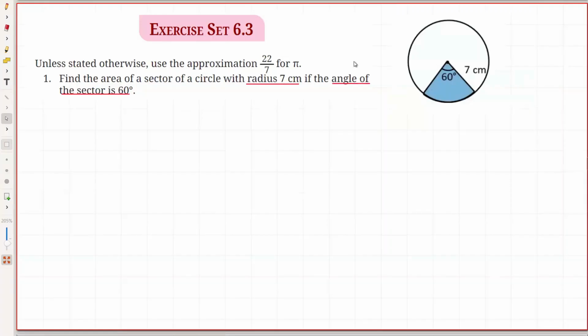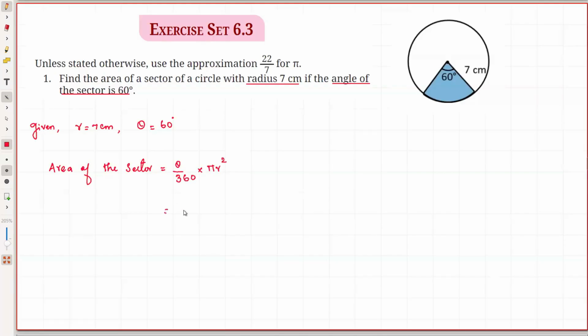We know the area of the sector formula. First, write what is given. Given radius is equal to 7 centimeter. Angle theta is equal to 60 degree. They're asking the area of the sector. So area of the sector, either you can use pi r square into theta by 360, or theta by 360 into pi r square.